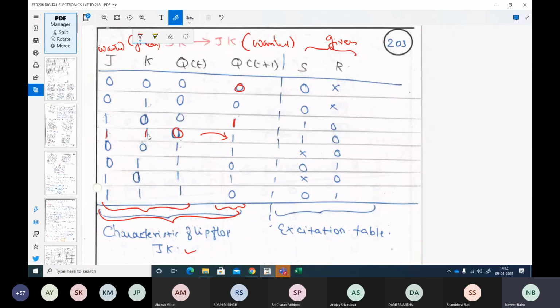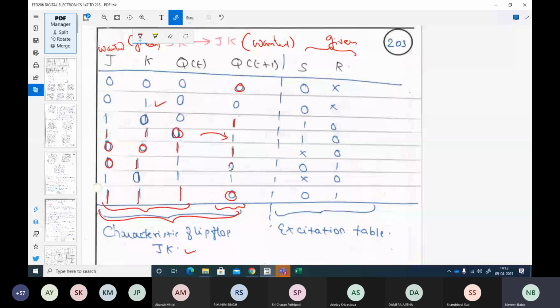Maybe I will do the other one in parallel also. When J and K are both 1 and your present state is 1, this is the toggling state in JK, so this will reset you to 0. Similarly, when your JK is 0 and your present state is 1, there will be no change, so this is 1. When this is 0, 1, this will be similar to this particular row.